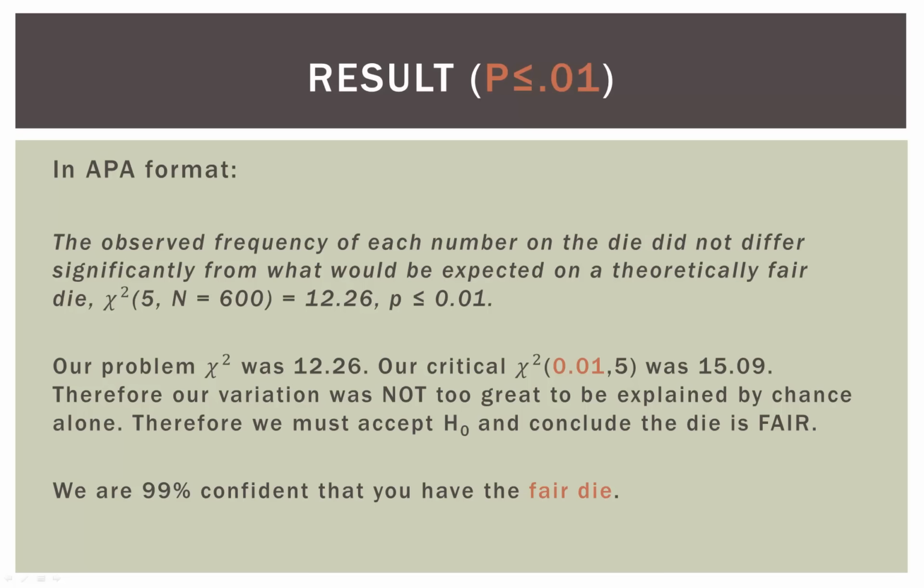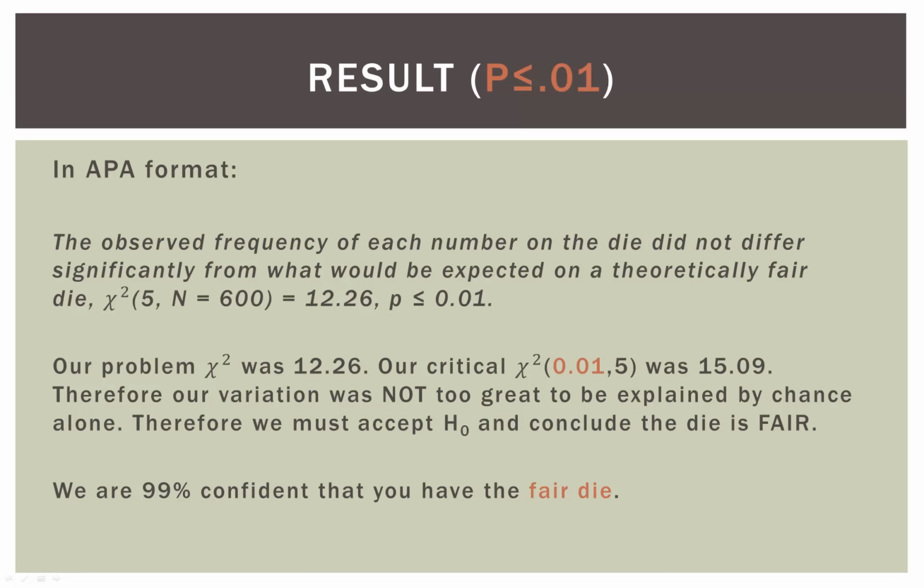So our observed chi-square was 12.26. Our critical chi-square with a p-value of 0.01 was now 15.09. We did not cross that threshold. Therefore, our variation was not too great to be explained by chance alone. Therefore, in this case, we have to accept our null hypothesis and conclude the die is fair. And we are 99% confident that you have a fair die.